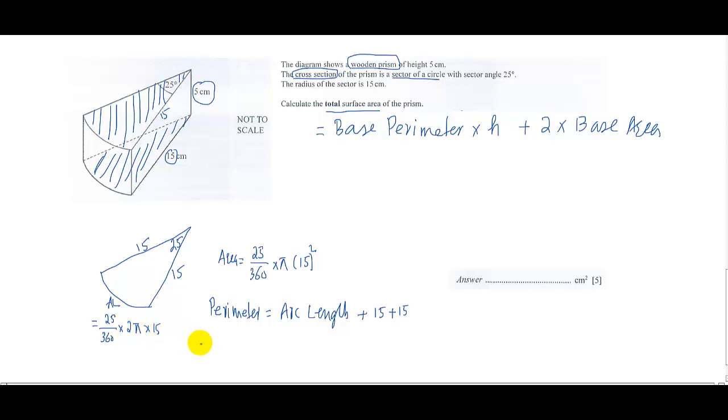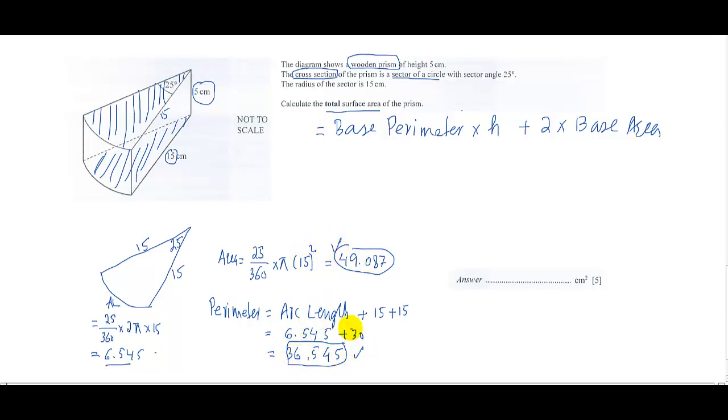Okay. Now let me use the calculator to find these exact values. Just putting the values of pi and radius. So this is the area, 49.087, and this is the arc length. Let me find the perimeter now. Arc length is 6.545 plus 2 radius, which is 15, 15, 30. So it will be 36.545. This is the perimeter of the base, and this is the area of the base.